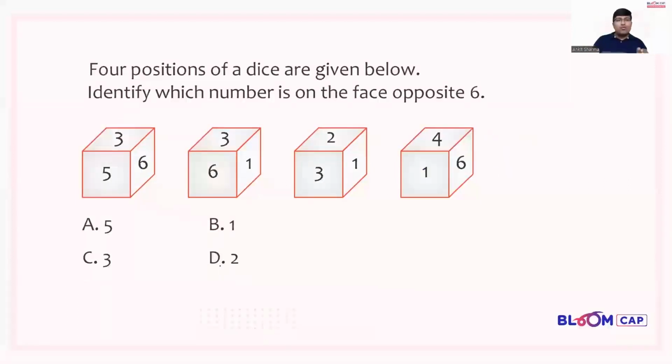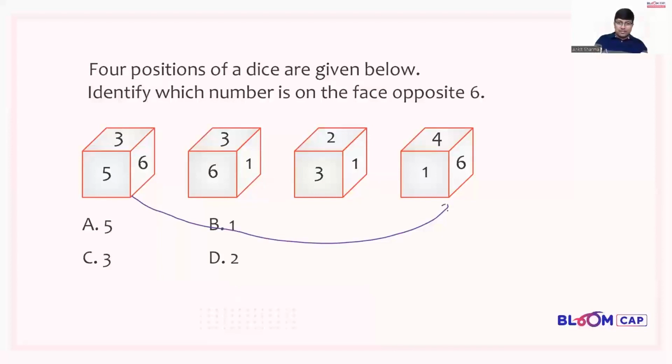Now here, which number will be on the face opposite to 6? There are various ways again to find out the answer. I will use these two figures. Only one face is common in them, and that is 6, and that too at the same location. So the opposite will be the top face. I hope all of you are getting this.